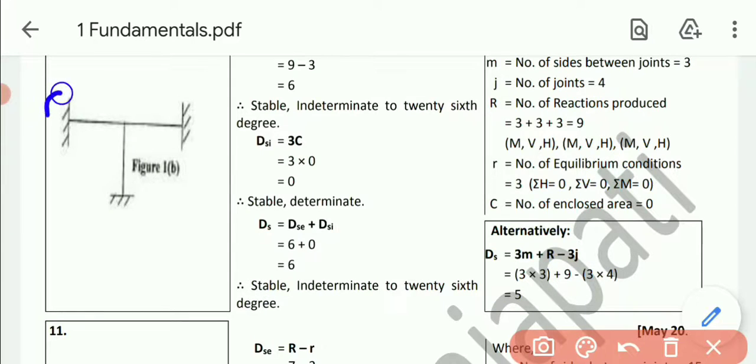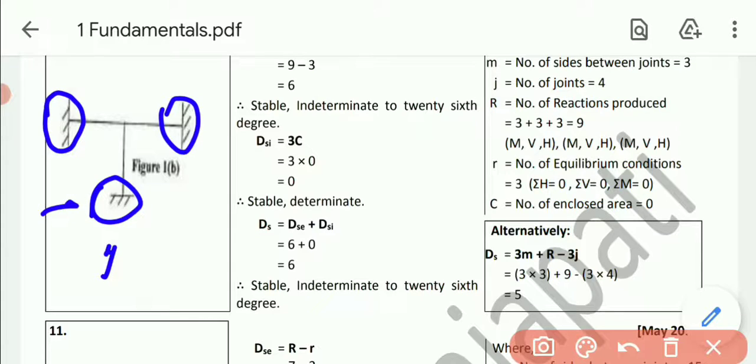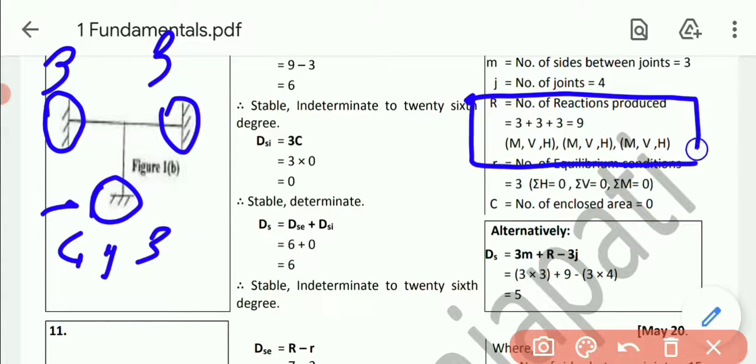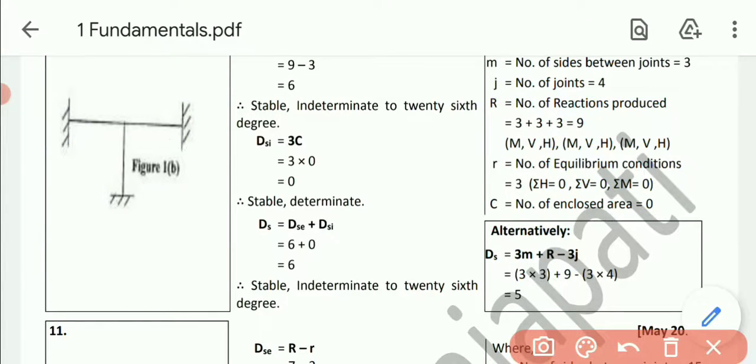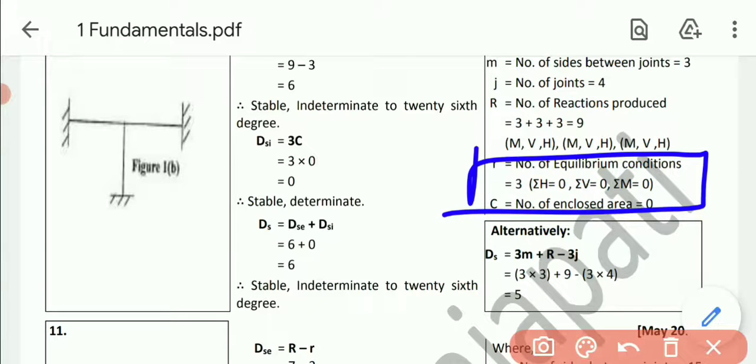Similar kind of example is there. Now all are fixed supports. Each fixed support will have 3 reactions, so 3 times 3, that is 3, 3 and 3. So the total number of reactions produced will be 9. Then enclosed area: there is no such enclosed area, so C will be 0, and small r is always the number of equilibrium conditions, that is 3.